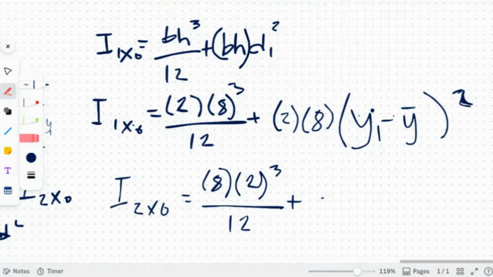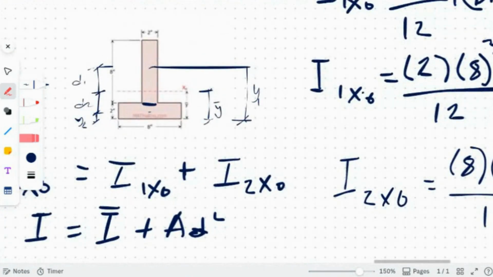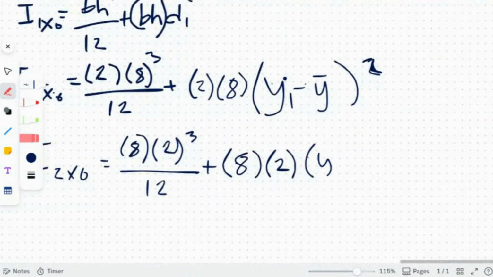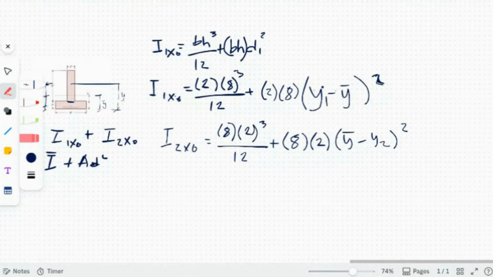Now this is 8 times 2 times, how do you solve for D2? D2 is Y bar minus Y2, squared. All right. So now we have these two equations, but we have unknowns, Y bar. How do you solve for Y bar? And how do you solve for Y1 and Y2?